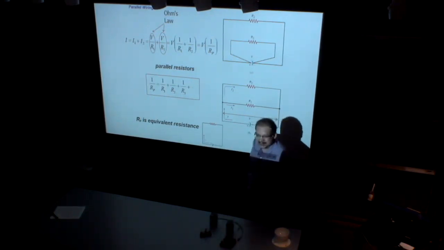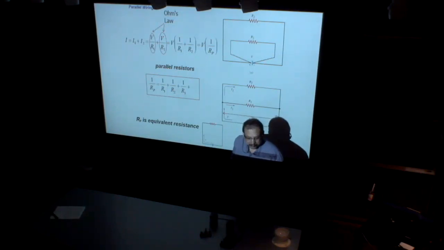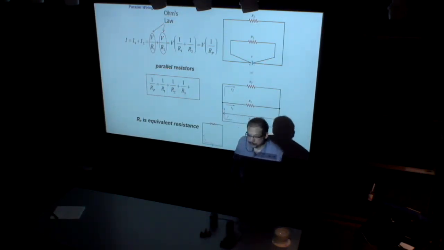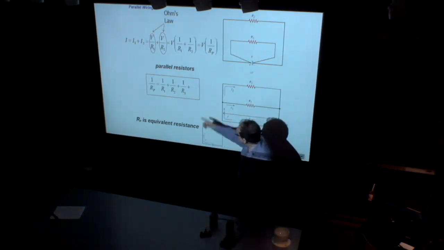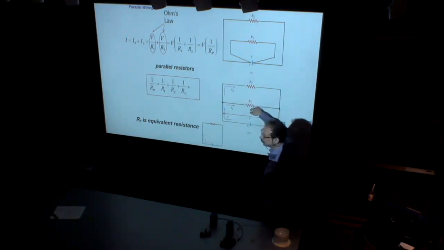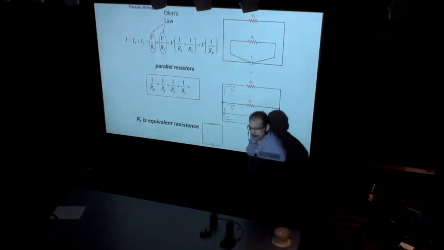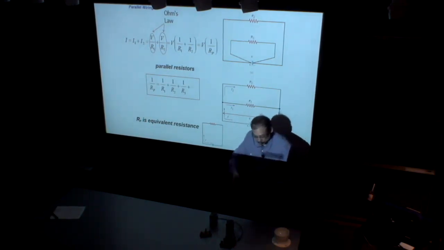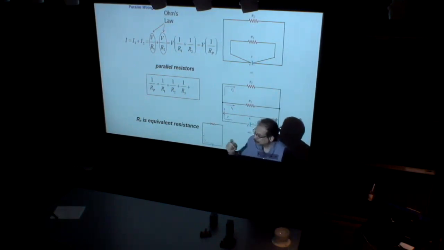What is the difference between capacitors and the resistors? For capacitors, this equation was used for capacitors connected in series. But for resistors, we use it when they are connected in parallel. Why? Because every time we are adding a resistor in parallel to another resistor, we give more room to electrons to travel through. That decreases resistance.